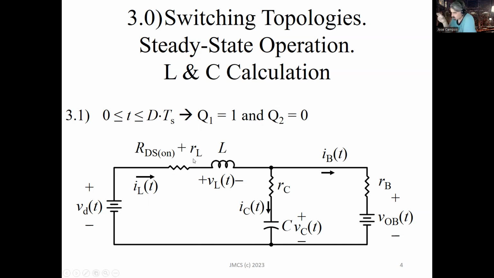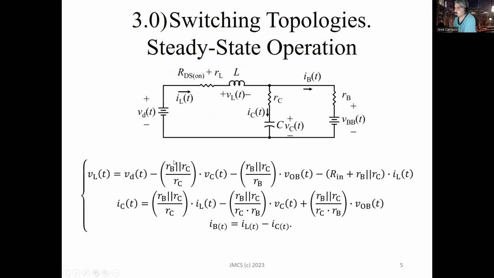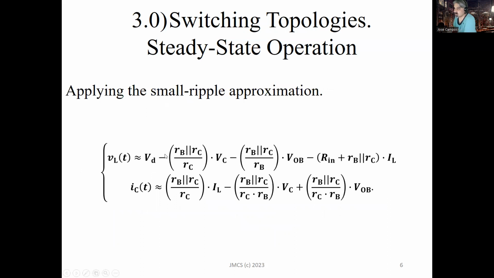So the goal in this topology is basically to get the equations relating the voltage of the inductor, the current of the capacitor, and also the battery current. Applying KVL and KCL, basically you can get the equations related to this topology. Now, if we apply the small ripple approximation principle, these equations can be written in this way. Of course, we assume that the ripple component is less than the DC component, which is the normal condition in real life.